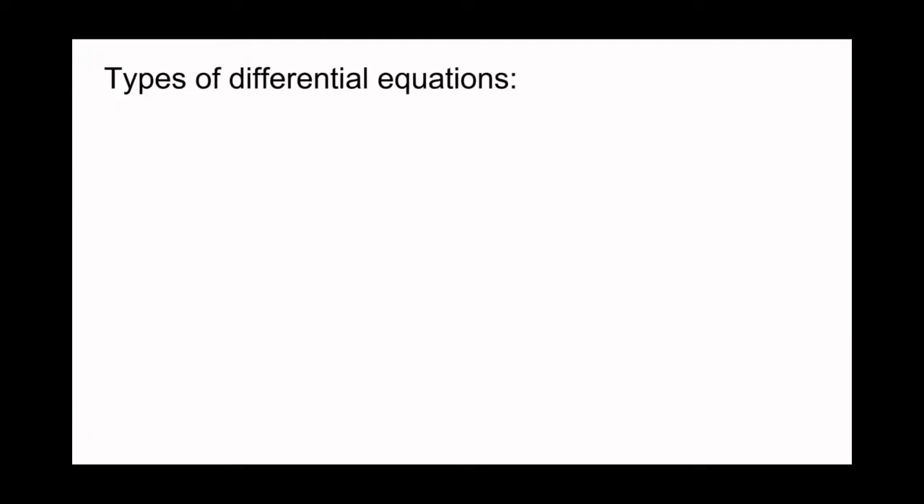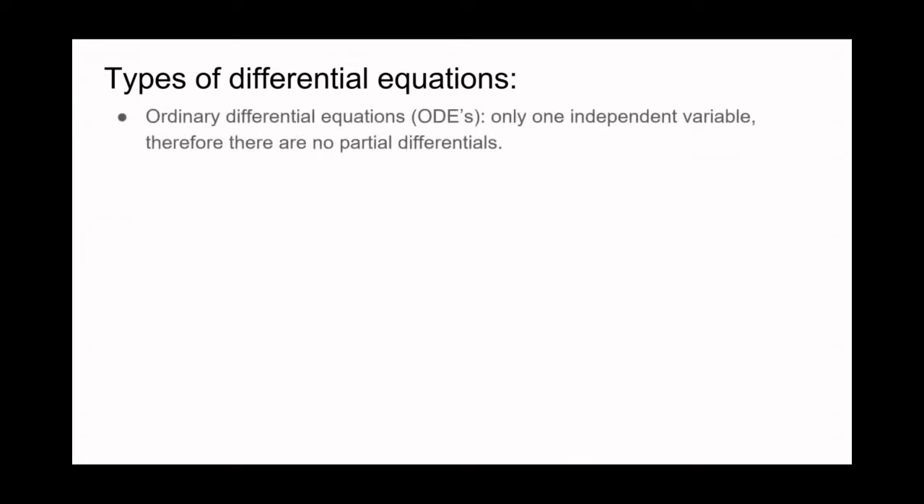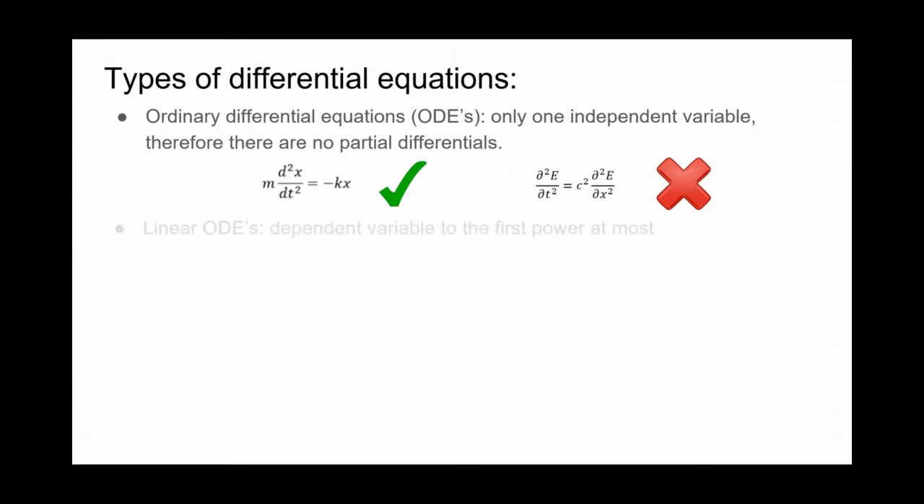There are different types of differential equations. ODEs, or ordinary differential equations, are equations that possess only one independent variable. Therefore, there are no partial differentials. The simple harmonic motion equation is an ODE, but the wave equation isn't, as there are partial derivatives for time and position. There are also linear ODEs, which include the dependent variable to the first power at most.